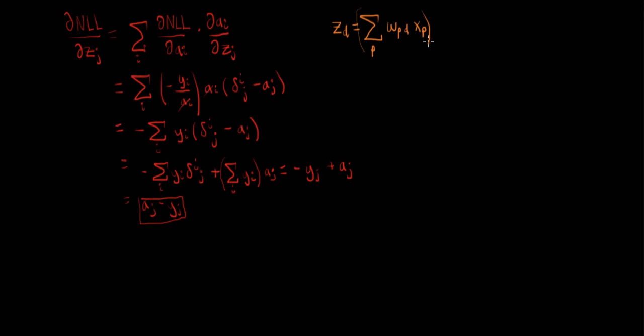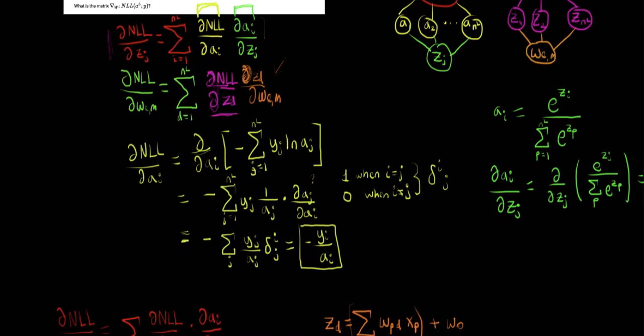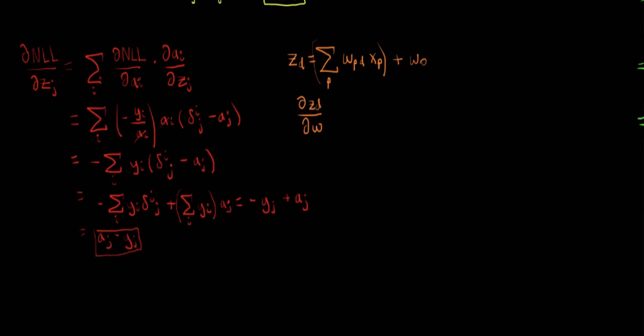And then we can add this bias W naught. But this won't really matter because we're taking a derivative. This will disappear. So now we want the derivative of ZD with respect to omega. Let me just check the indices. It's always a good idea to check the indices. LM, that's what we want.